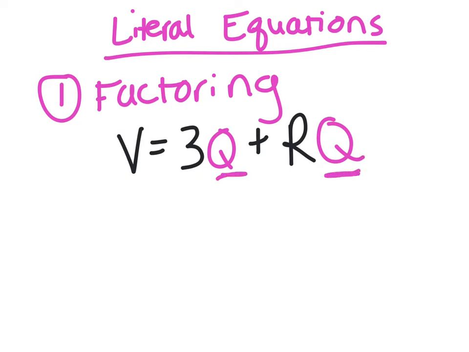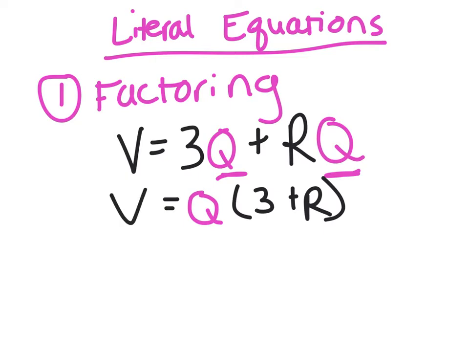And I can't solve for it when it's in two places, so I want to take it away from both places, or factor it out. That gives me q times 3 plus r on the right-hand side. You can always double check by redistributing it. Q times 3 gives me 3q, q times r gives me rq, and so I get back to where I started. So now that I have q in one place, I can simply solve for q.